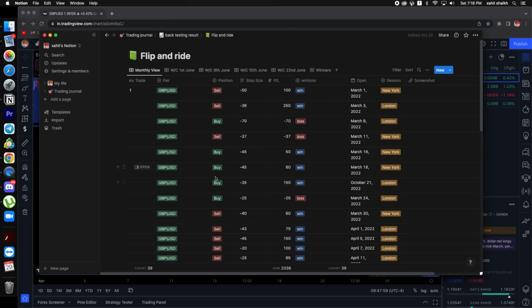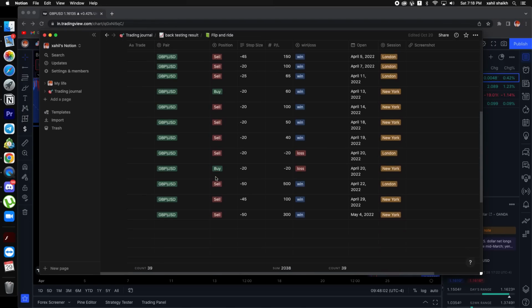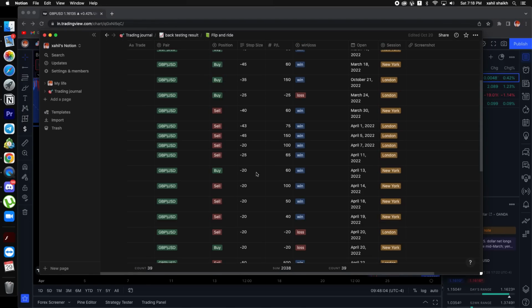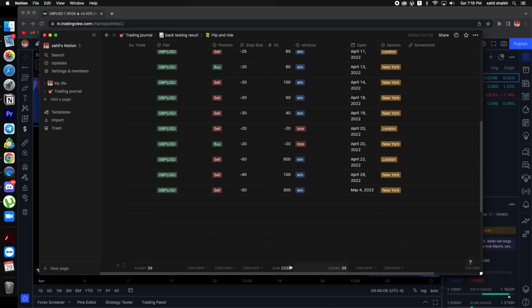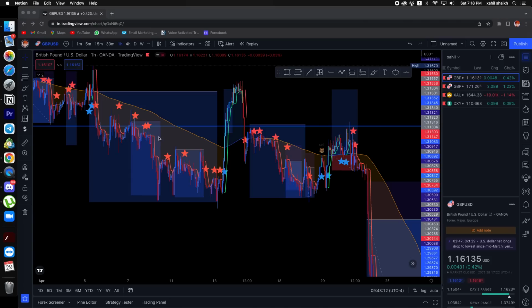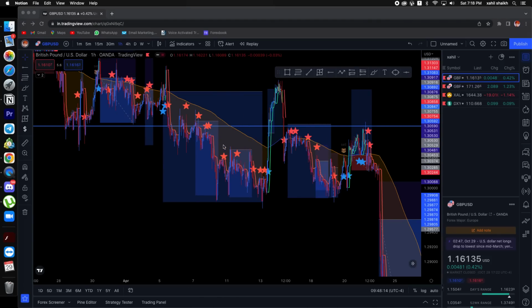You can see all my trades over here for March and April. That's a 2 month backtest, and I caught around 2000 pips on 40 trades, you can say. So on 40 trades I caught around 2000 pips. That's really great.